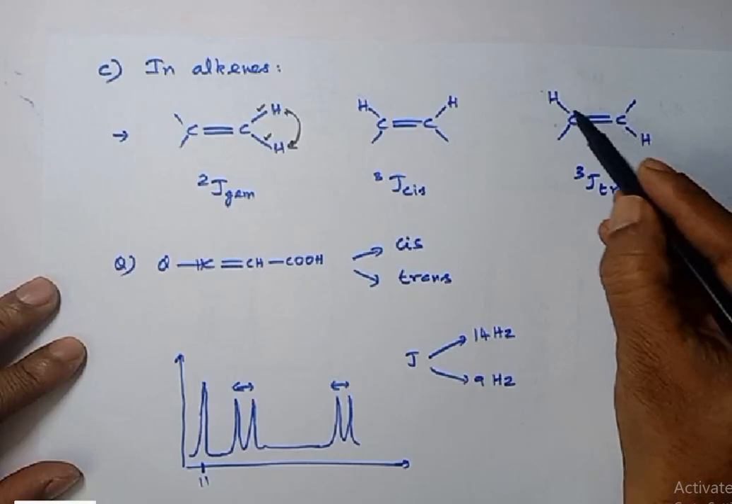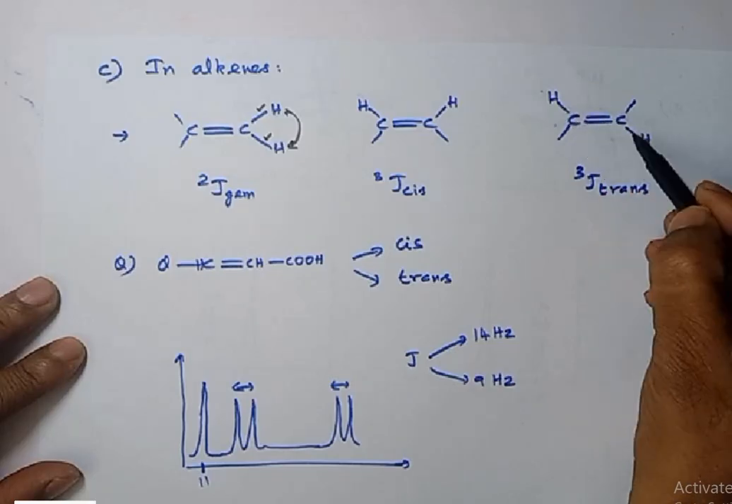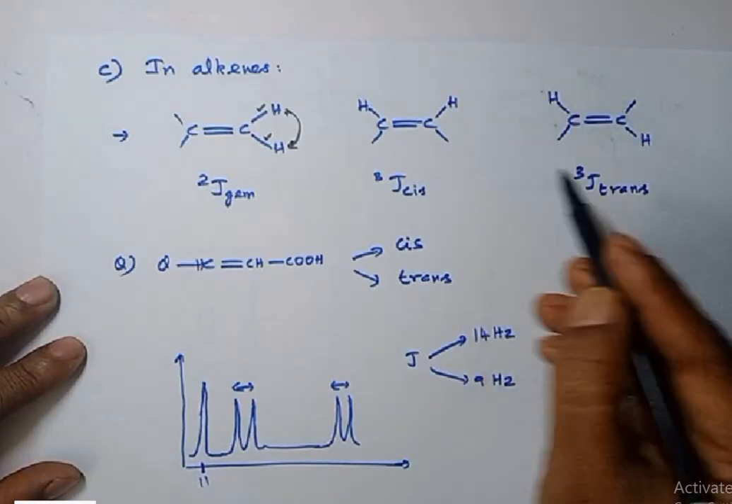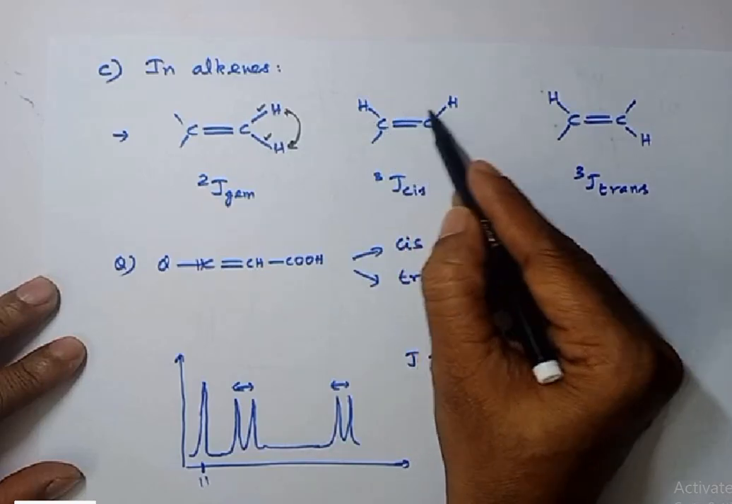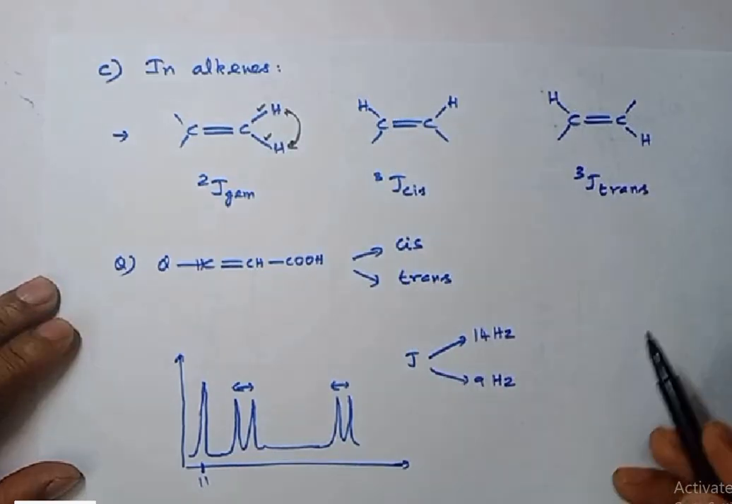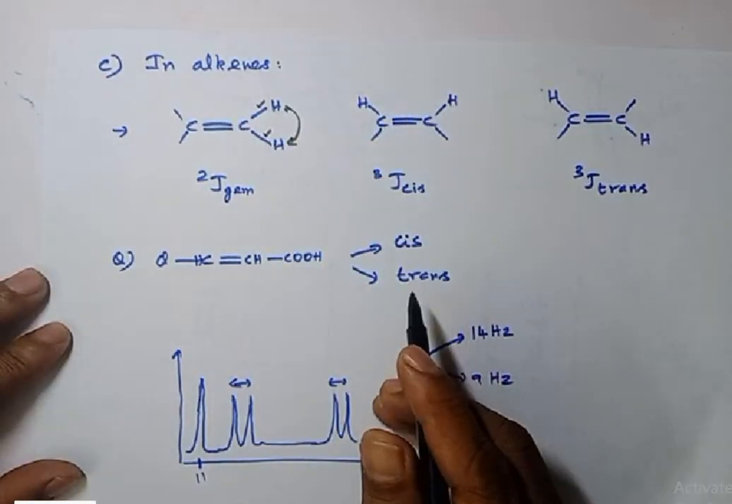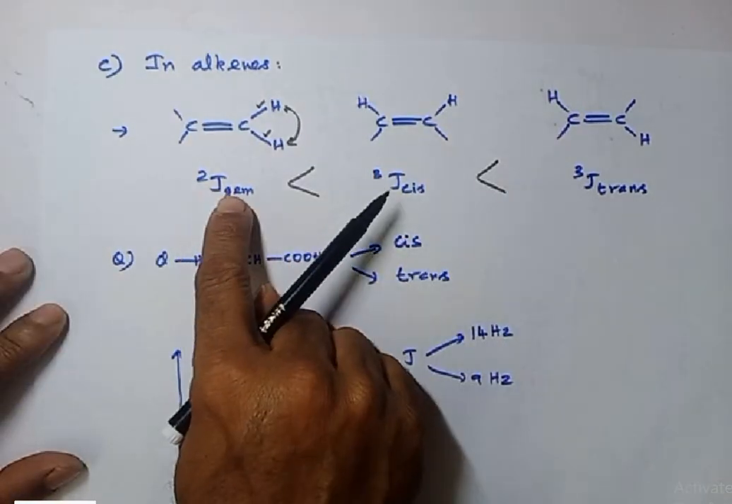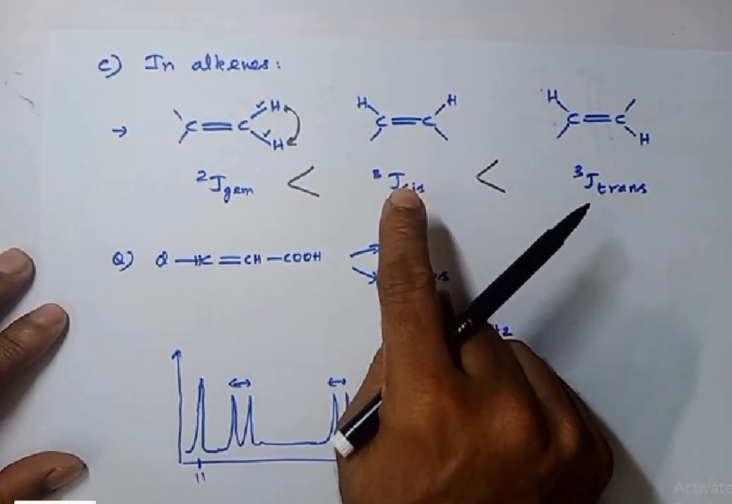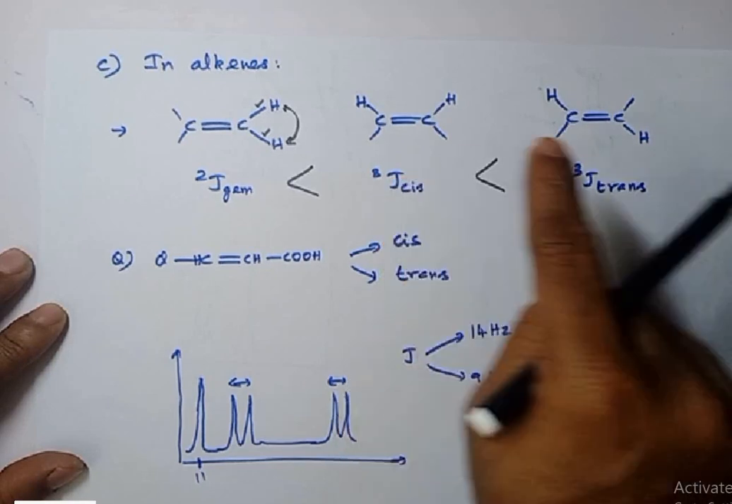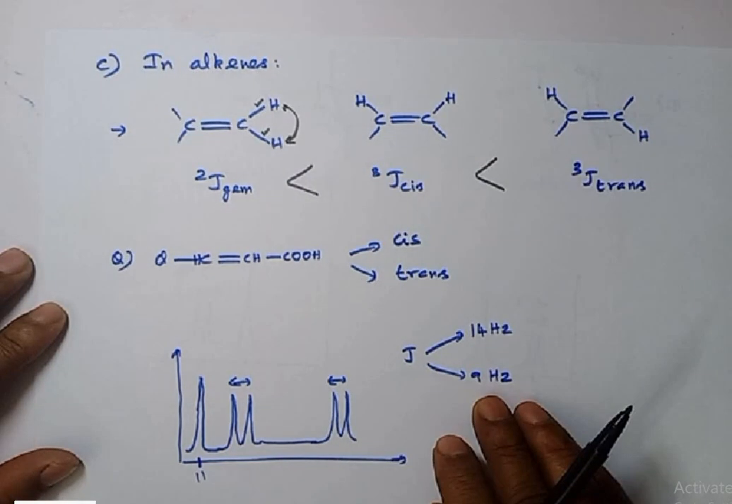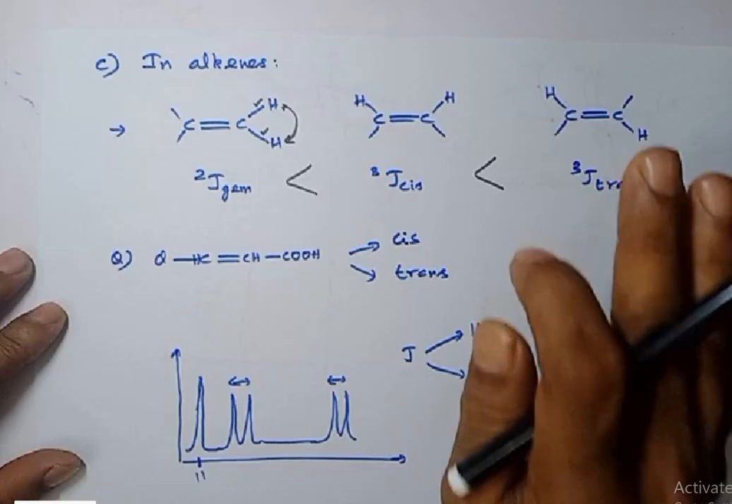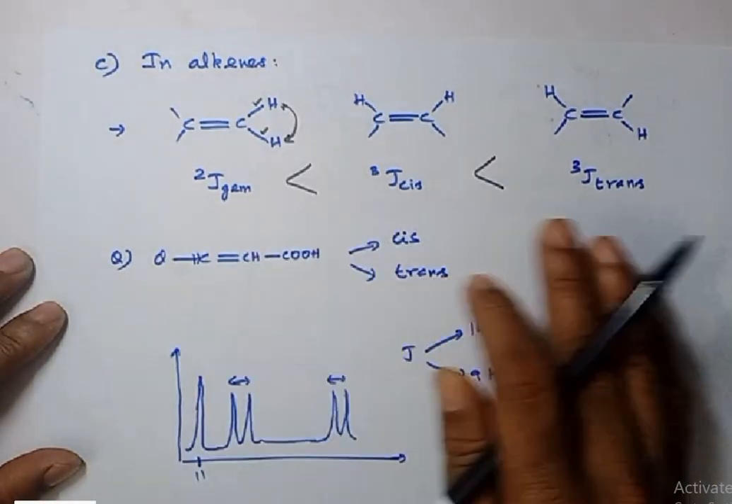And here, these two hydrogens also have 3 bonds, 1, 2, 3. Therefore, this is also vicinal, but the hydrogens are trans. So we say that this is geminal coupling, this is cis coupling, and this is trans coupling. Observe this carefully. In alkenes, compared to geminal coupling, cis coupling is larger. Compared to cis coupling, trans coupling is larger. So the coupling constant for trans hydrogens is generally high. Let's keep this in mind.